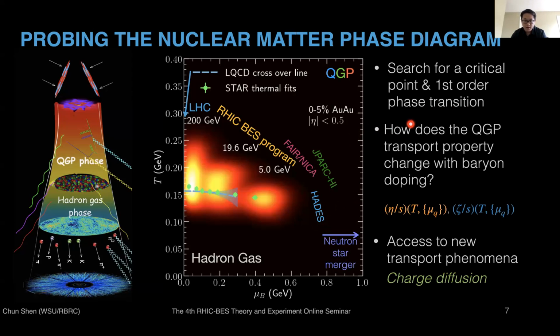In terms of dynamics, we can learn about the transport properties, not just as a function of temperature, but also their dependence on chemical potentials in terms of baryon, strangeness, and electric charge. Last but not least, we can also access new transport phenomena, especially charge transport or diffusion of conserved charges, when you go to these low energies where the net baryon charge is not zero.